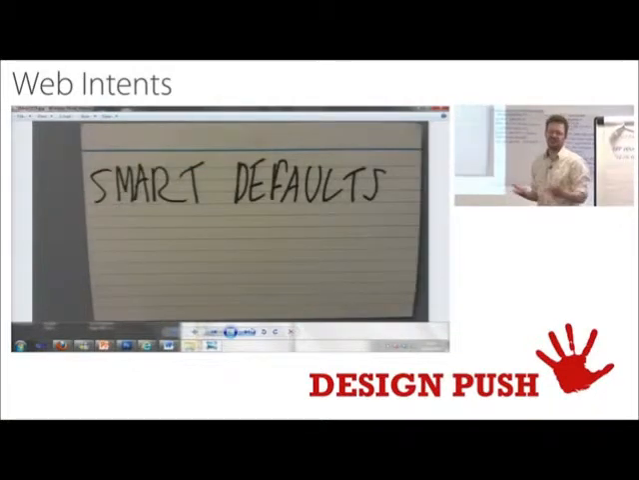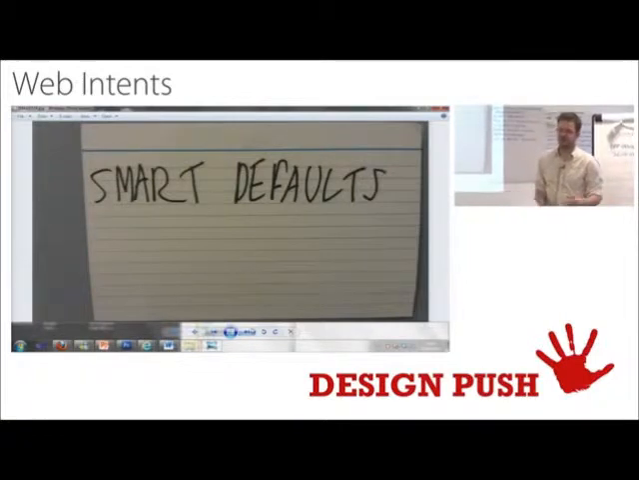Smart defaults, that's not really a specific design principle. We should all be doing that most of the time in our practice, so whatever.